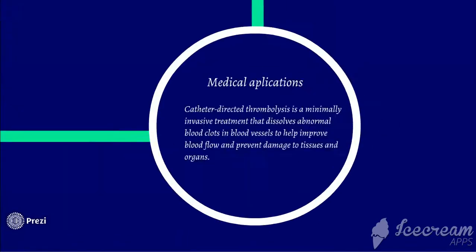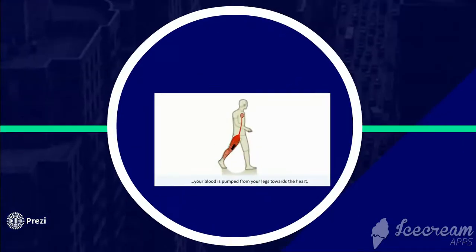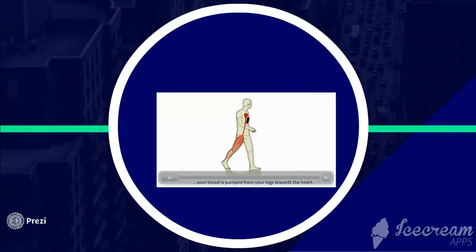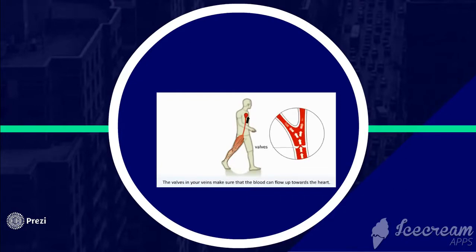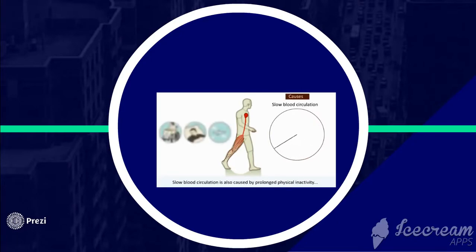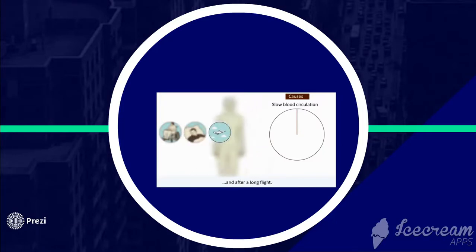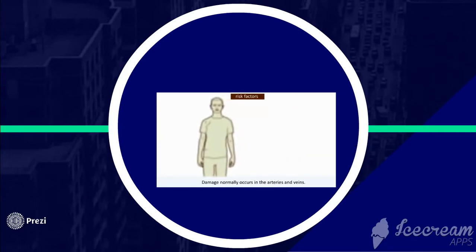Because of the contractions of your leg muscles, your blood is pumped from your legs towards the heart. The valves in your veins make sure that the blood can flow up towards the heart. If this muscle pump doesn't work properly, the blood will flow slowly. Slow blood circulation is also caused by prolonged physical inactivity, prolonged bed rest, for example after an operation, and after a long flight. Damage normally occurs in the arteries and veins.